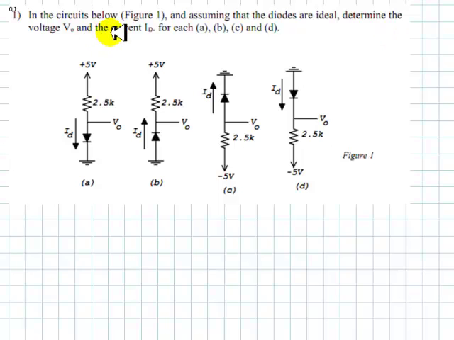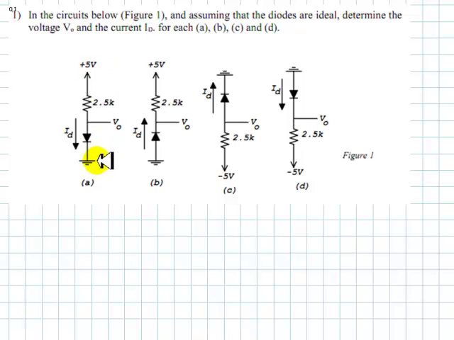In the circuits below in figure 1, assuming the diodes are ideal, determine the voltage V0 and the current ID in each one of the A, B, C, and D configurations.